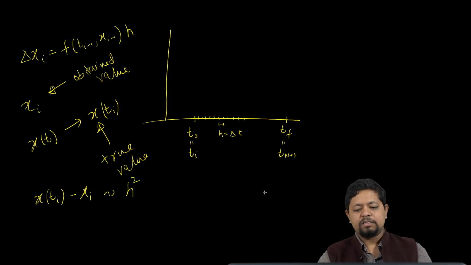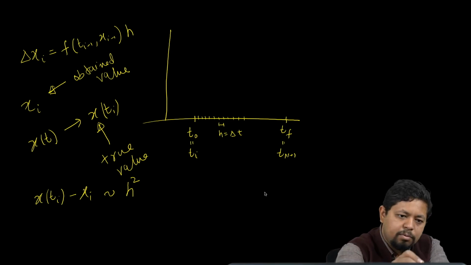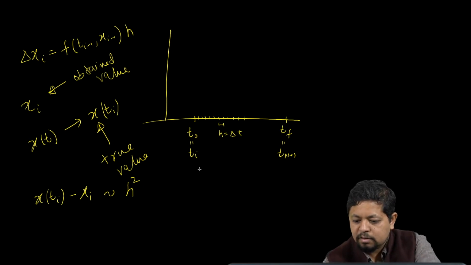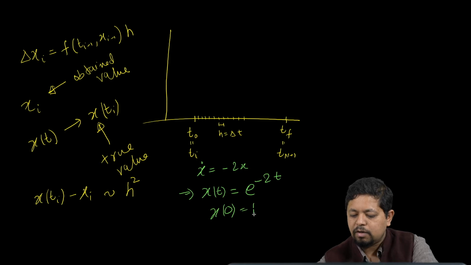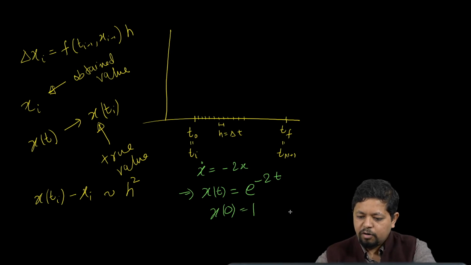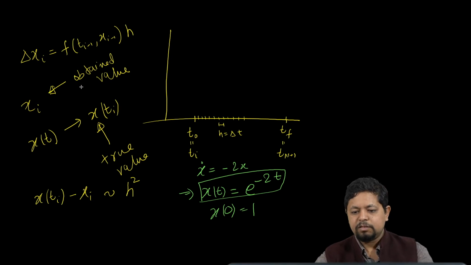So, let us go ahead and validate this numerically. Now, the problem at hand is x dot equals minus 2x, and the solution of this is x of t equals e to the power minus 2t. Of course, we have used the initial condition x at 0 is equal to 1. So, I know the solution. I will substitute ti in this, and that will be my true value of the solution, and the other value is something that I have obtained numerically. So that's what I want to do.